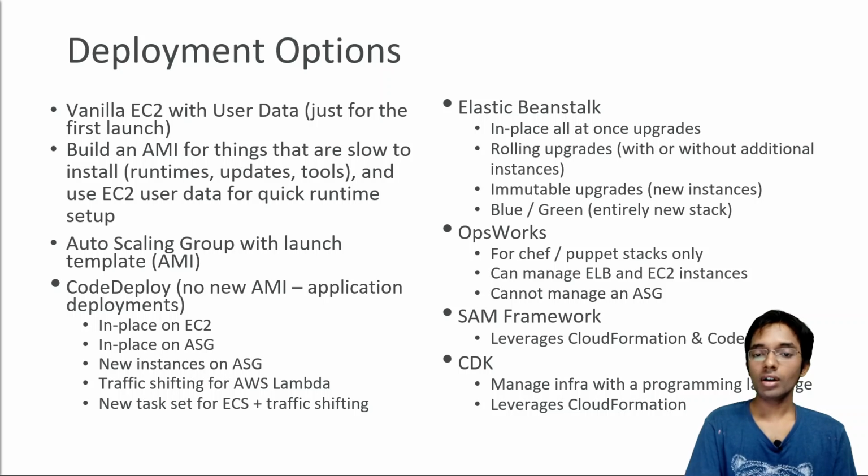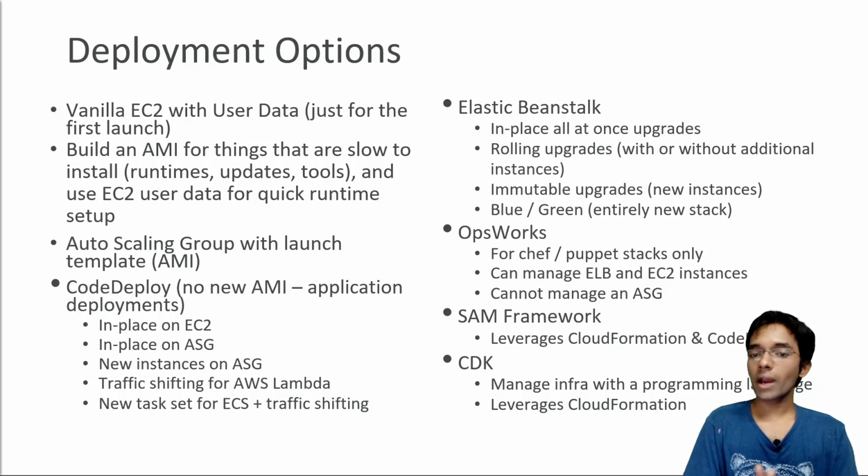Then we have CodeDeploy, and here we are doing application deployment. You need to remember, CodeDeploy is not to deploy a new AMI, it is to deploy new applications. And for this, we have in-place updates on EC2, in-place updates on Auto Scaling Groups, new instances being created on Auto Scaling Groups, traffic shifting for AWS Lambda, and new task sets for the Elastic Container Service plus traffic shifting. Now you have to remember exactly how these work because the exam will test you on that.